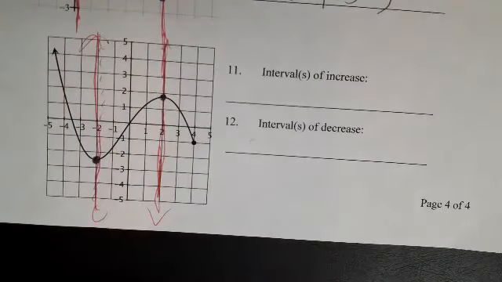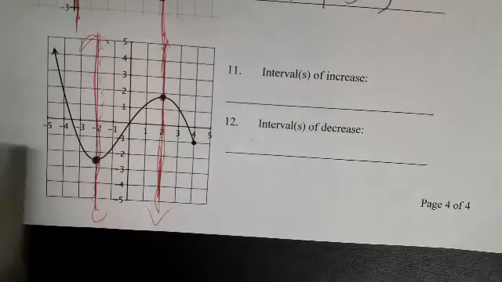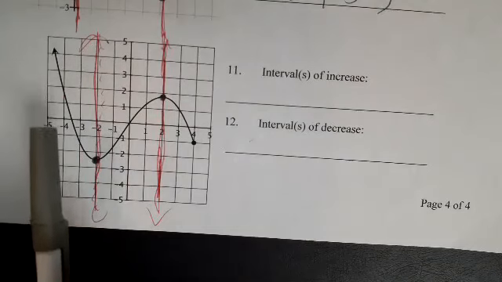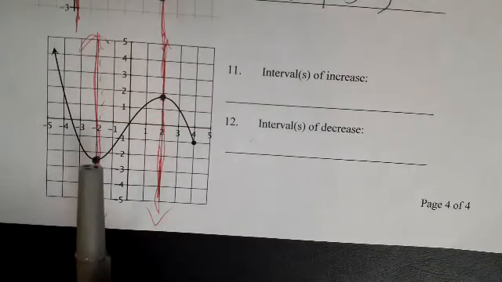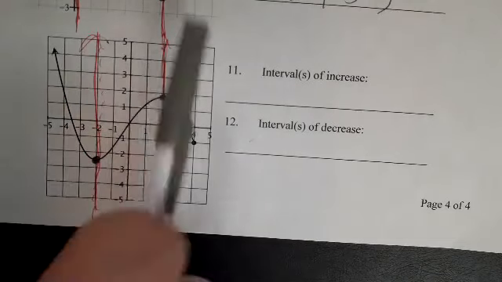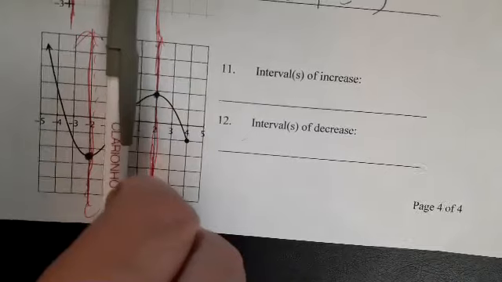We want to do the intervals of increase. So where does this thing go up when we go left to right? Well, throughout here, it's going down, down, down. It starts going up here. So the x quantity is going up. Again, don't look here.